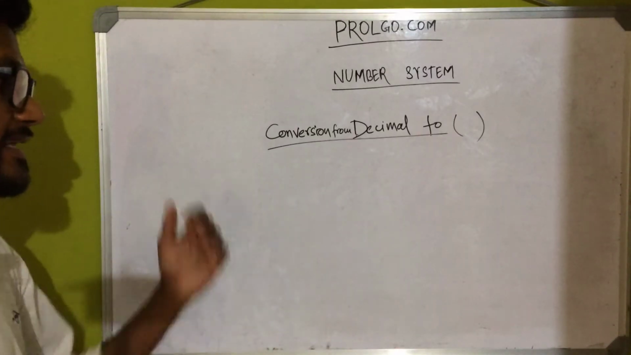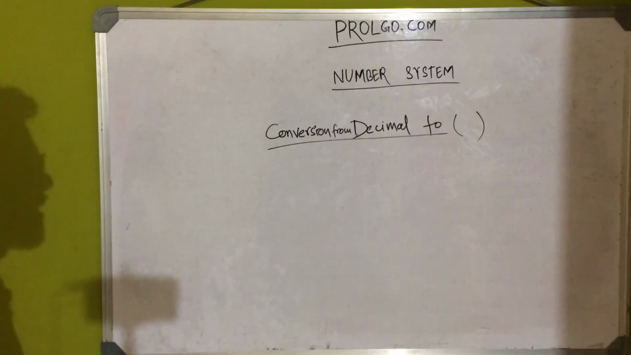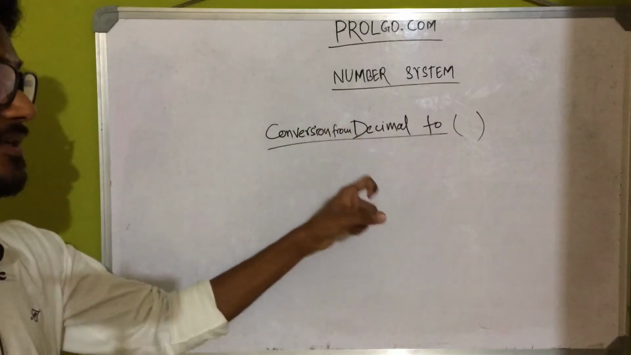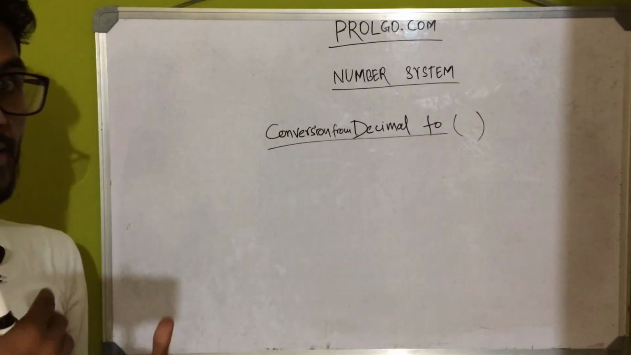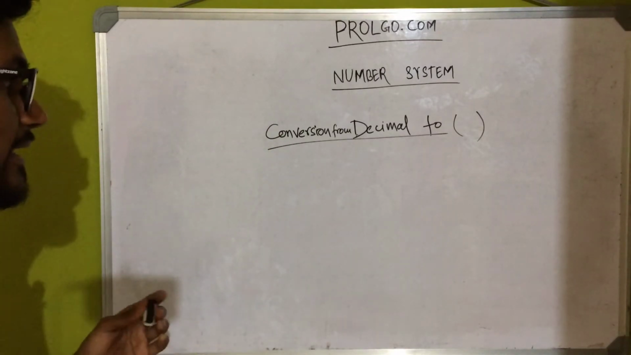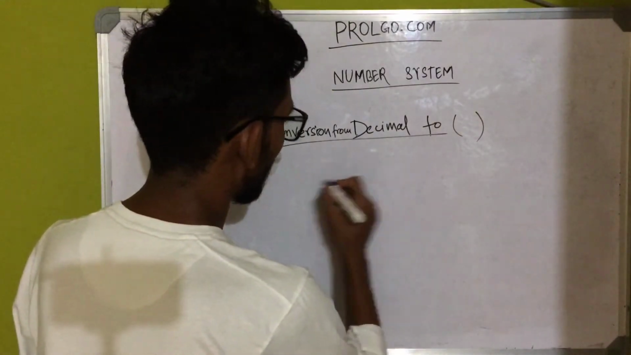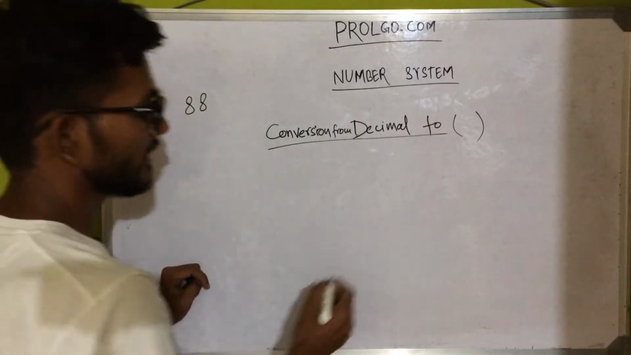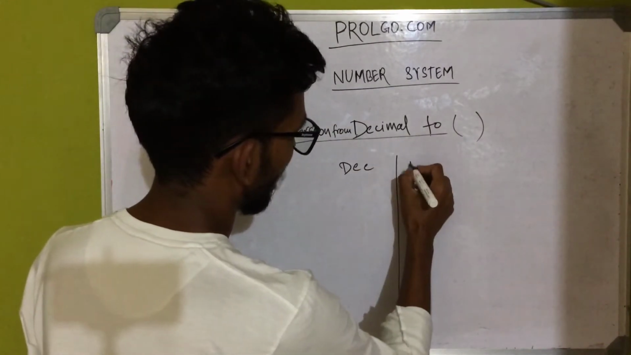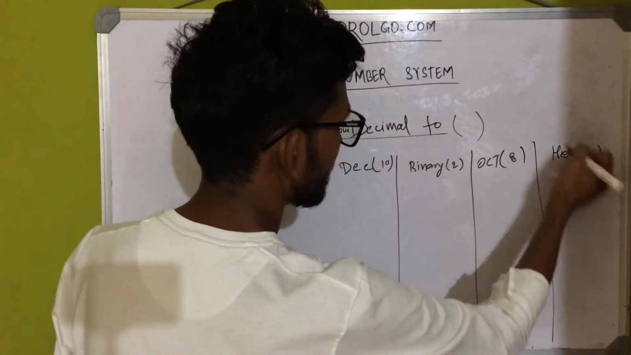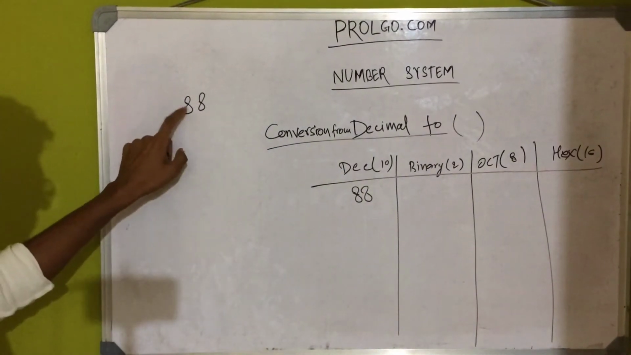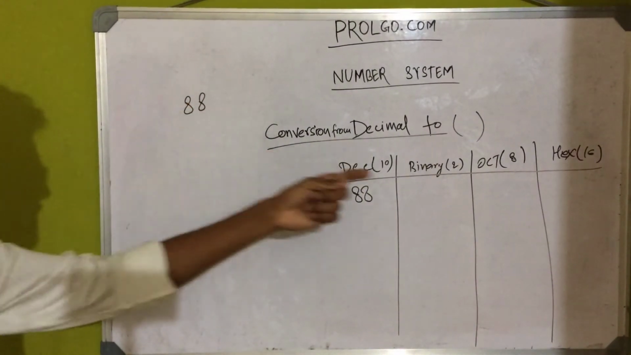To convert any decimal number to any other system, the simple rule is to divide the decimal number by the target base, and whatever remainders come, write them in upward or reverse order. I will take an example and explain it. Let's take the number 88, and I'm creating a table. This is decimal, and for hex the base is 16. Now we have to convert this 88 into binary.